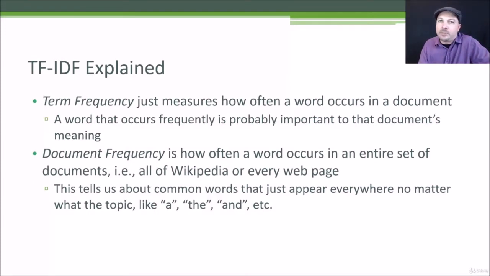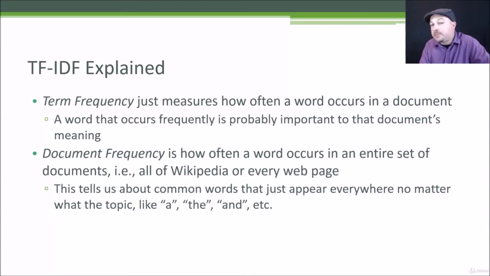All term frequency means is how often a given word occurs in a given document. So within one web page, within one Wikipedia article, within one whatever, how common is a given word within that document? What is the ratio of that word's occurrence rate throughout all the words in that document? That's it. That's all term frequency is.